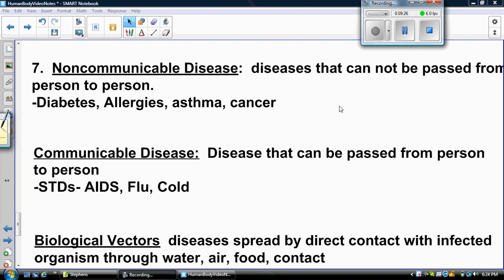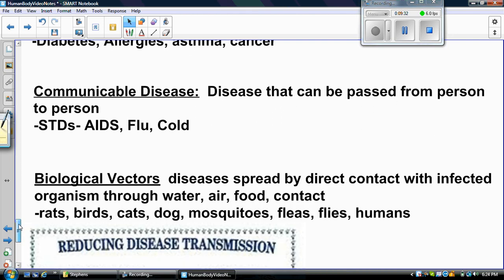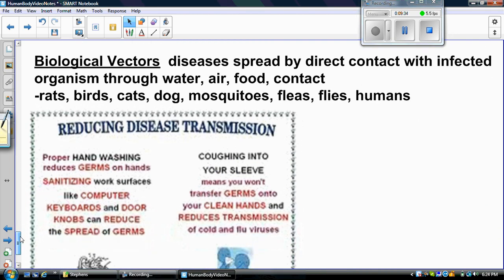Now you may ask yourself, well, how do we get these communicable diseases? Well, there are things called biological vectors. Biological vectors are diseases that are spread by direct contact with the infected person or living thing, through water, air, food, or actual direct contact. So biological vectors are, of course, humans, because we can pass things from one person to the next. Humans can get diseases from rats, birds, cats, dogs, mosquitoes, fleas, flies. Those are all living things that can pass on diseases from one living thing to the next.